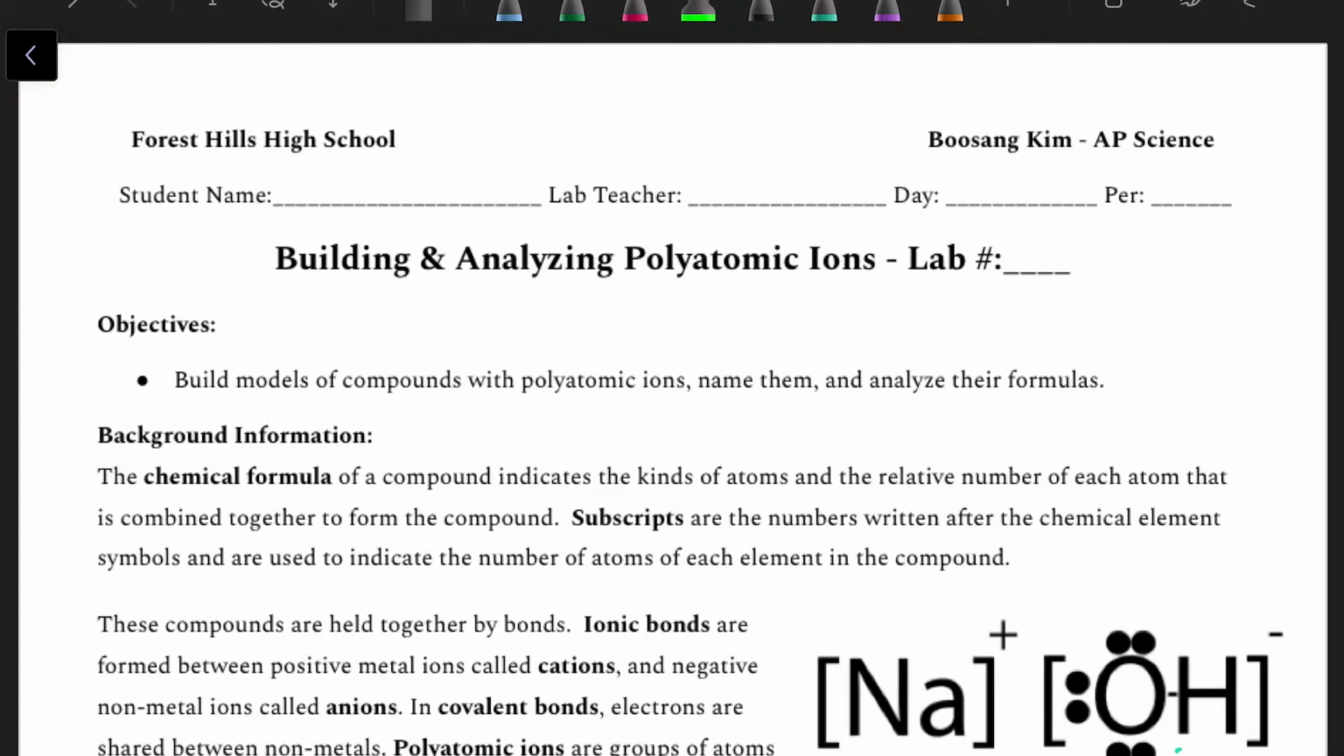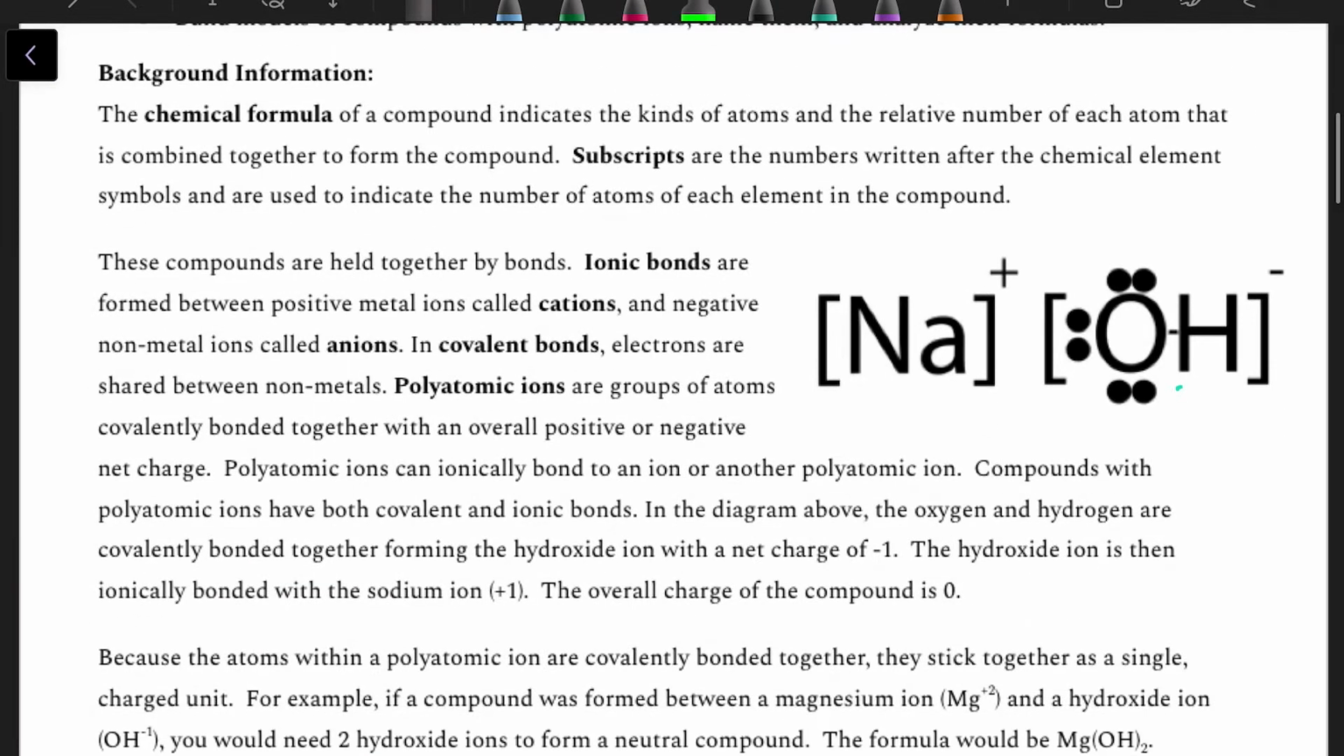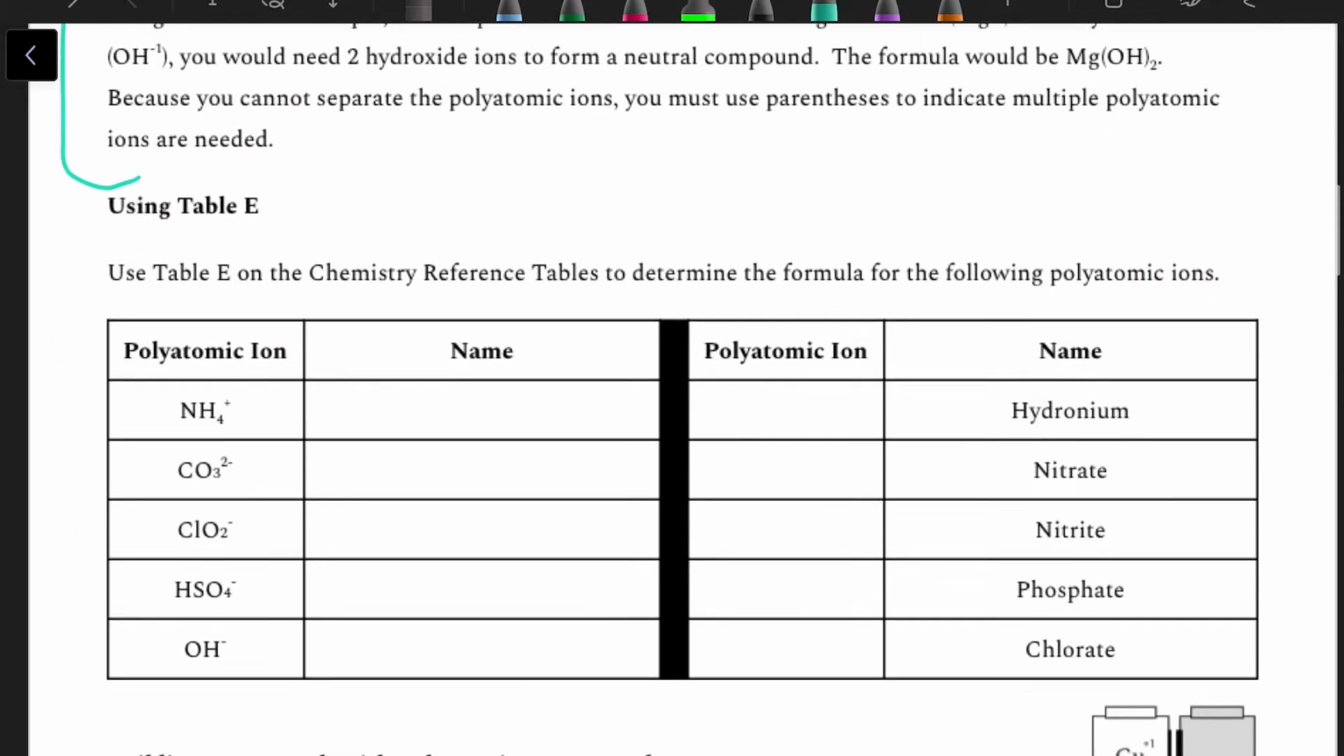The objective of this lab is to build models of compounds with polyatomic ions, name them, and analyze their formulas. So like always, we have a section with background information. This section is full of very useful information regarding this lab. So your first step is to use Table E to find the names of these polyatomic ions, and then to find the formulas of these polyatomic ions. So Table E is going to be your best friend for this topic.